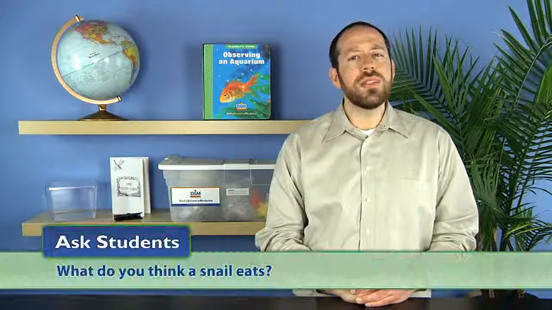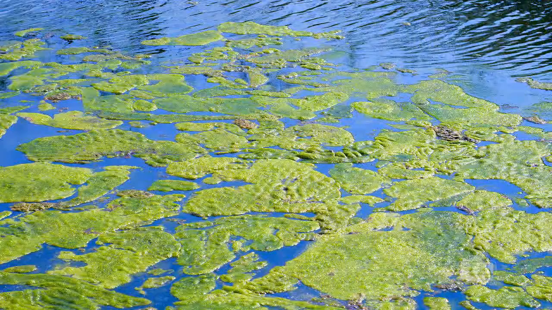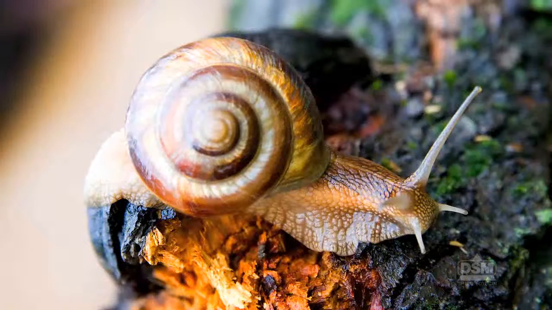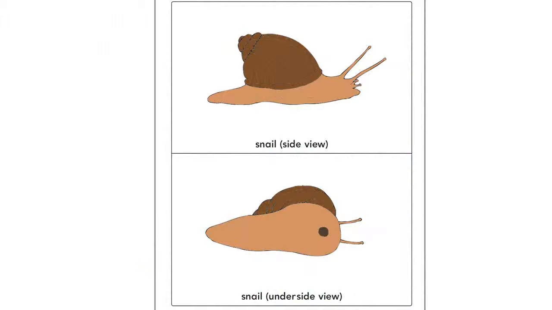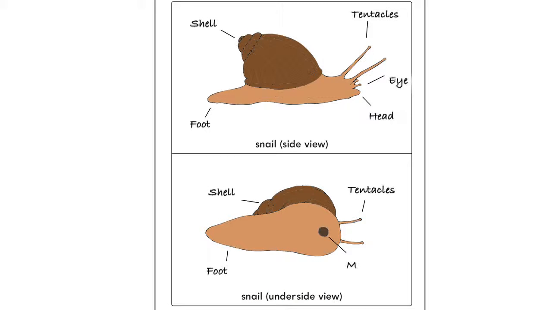Tell students that a snail's teeth are on its tongue, and that the snail uses its tongue to shred food into tiny bits. Then ask, what do you think a snail eats? Explain that snails eat algae, as well as decaying plants and animals. Have the students color in the diagrams of a pond snail on Activity Sheet 5 and label the parts.